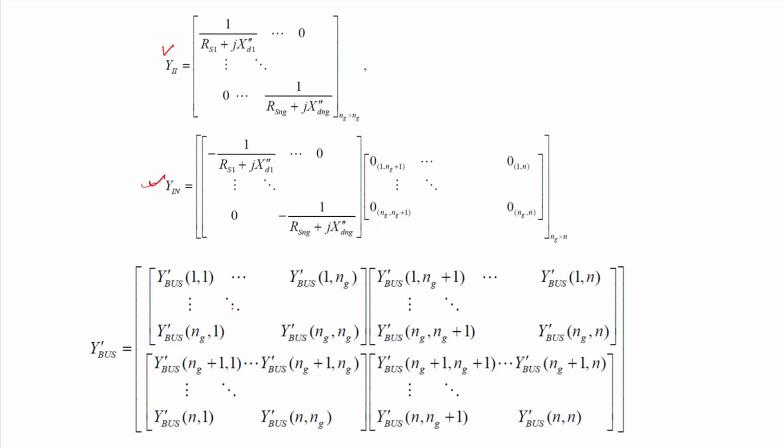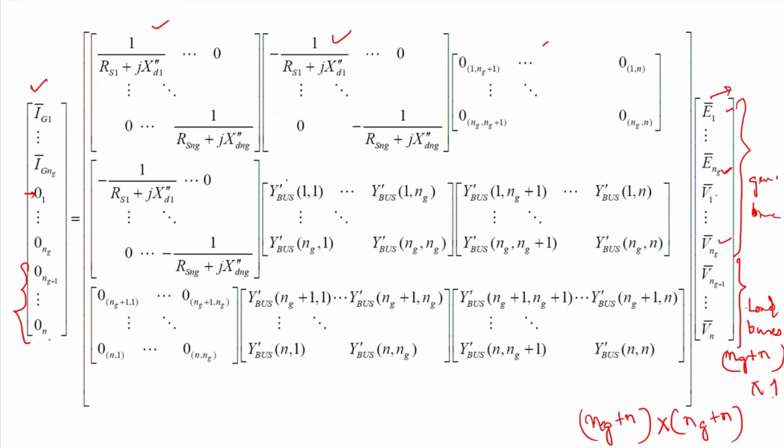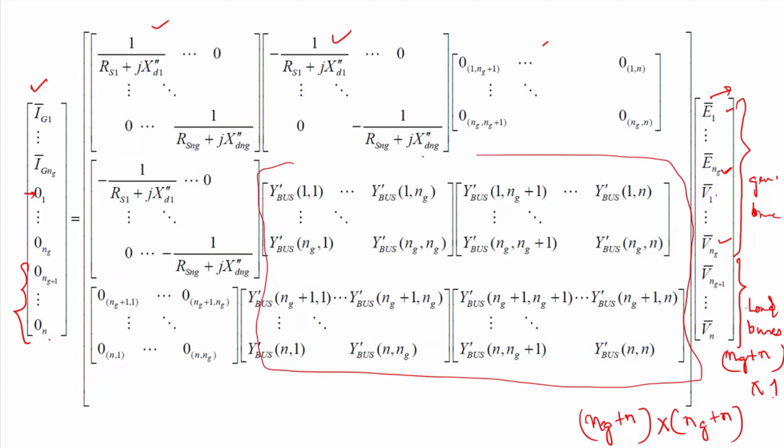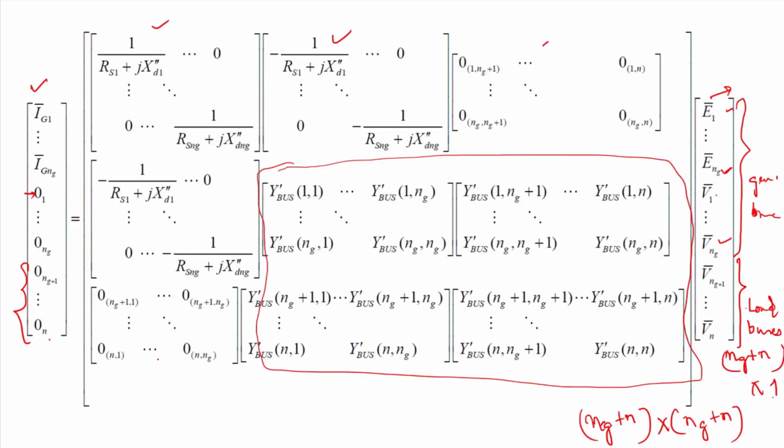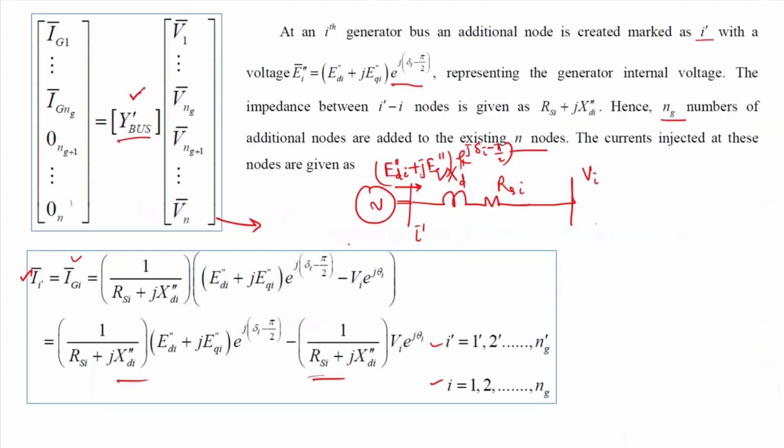So if I represent this, then I can write Y bus dash as this, right? This is your Y bus dash. This Y bus dash is nothing but the previous Y bus matrix, right? And these are the added terms, right? So this is Y bus dash, Yin. So even Y bus dash is not Y bus exactly, because we are considering here the current terms.